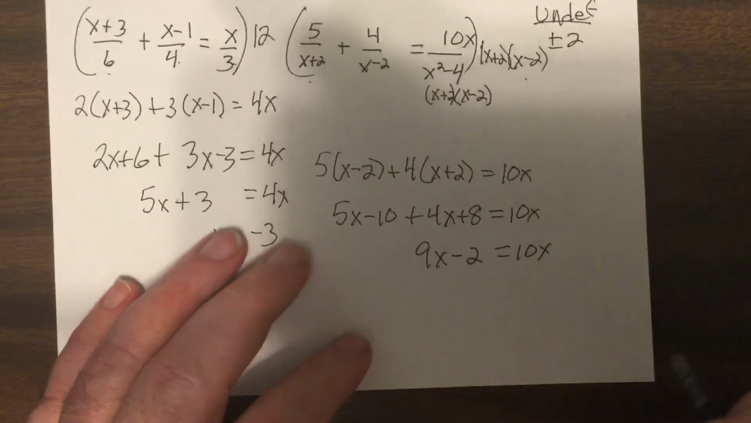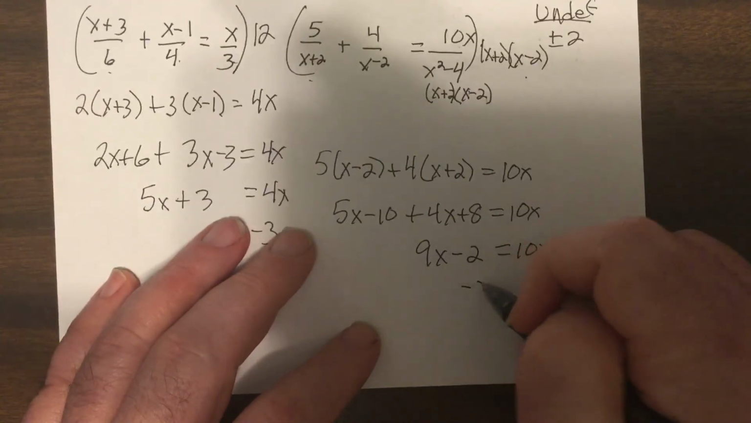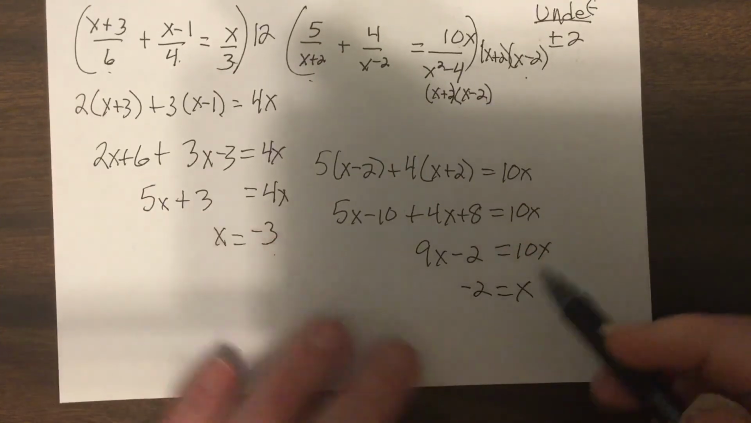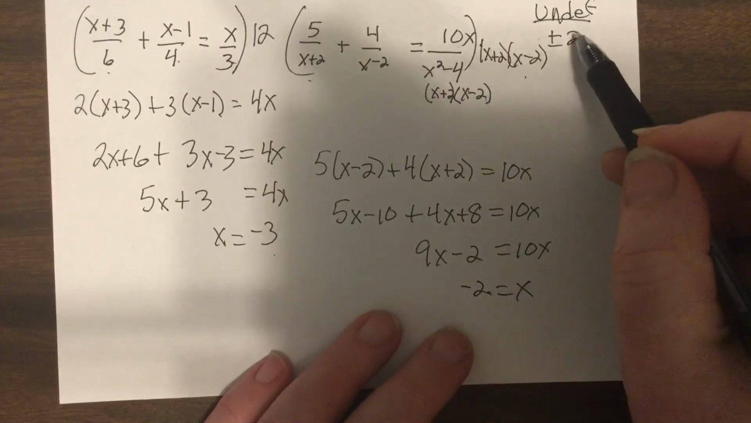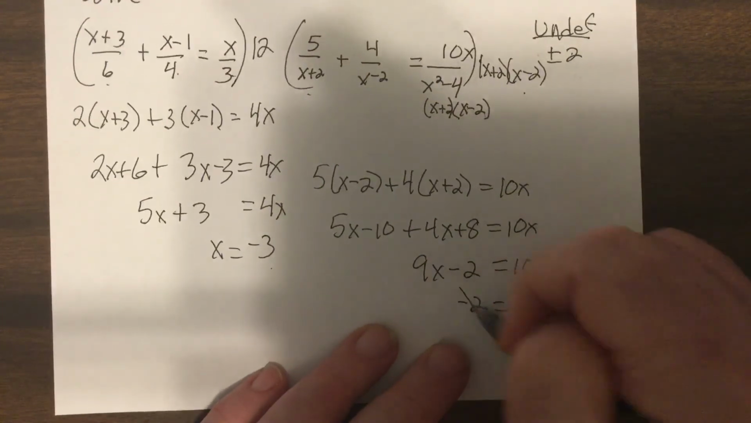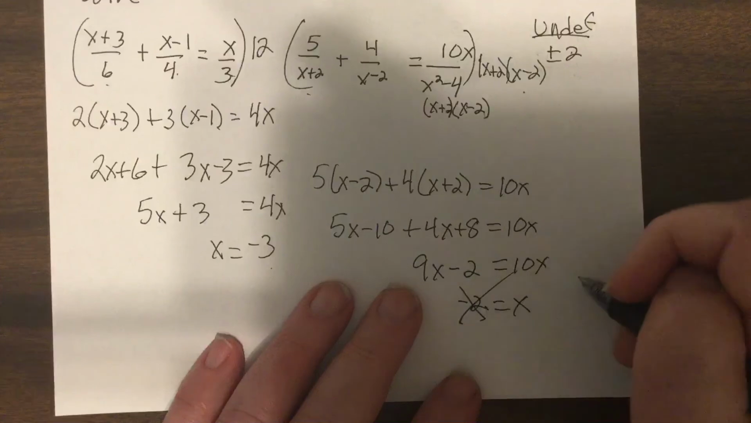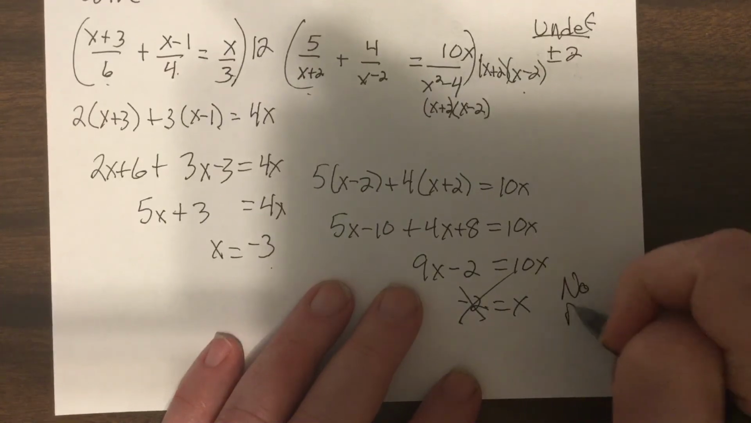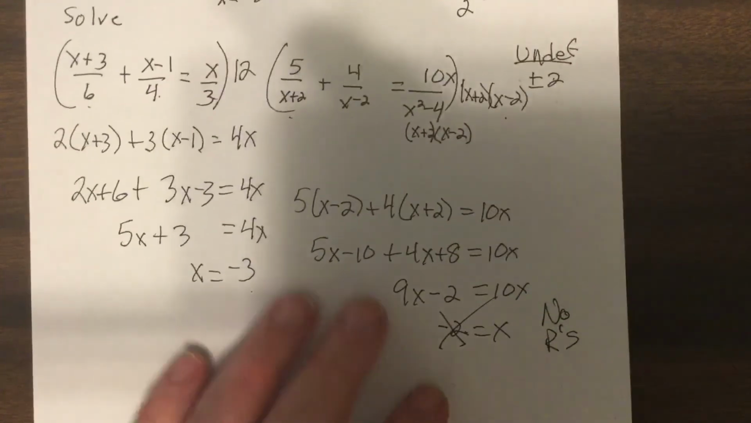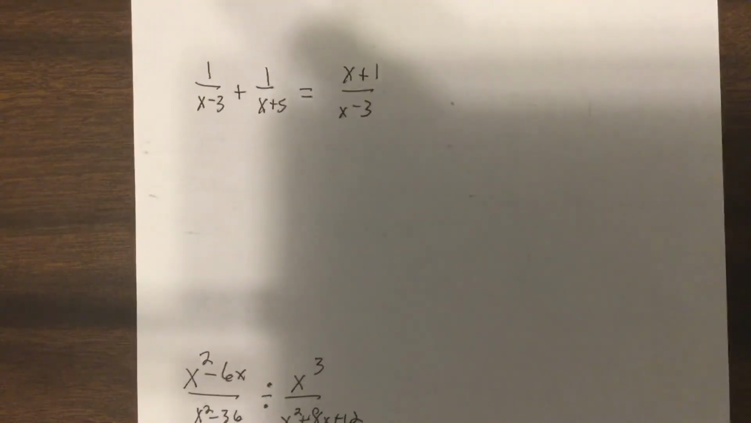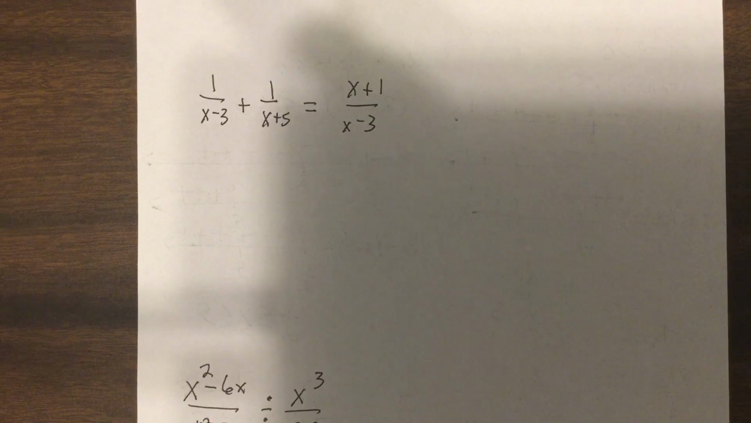So I'm going to subtract 9x. Now, can I use -2? No, it's part of the undefined. Can't use it, causes problem, and since that was our only choice, it'd be no reals. No reals. Now, there's only 2 problems left, but I'm running out of time, so I'm going to make a third part.